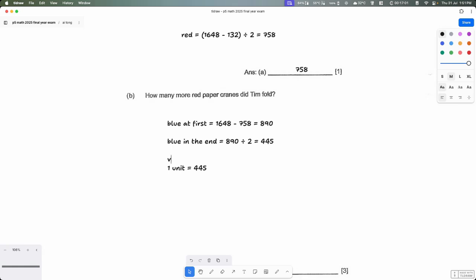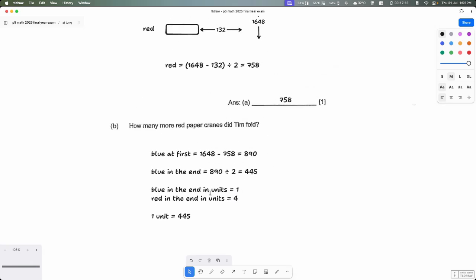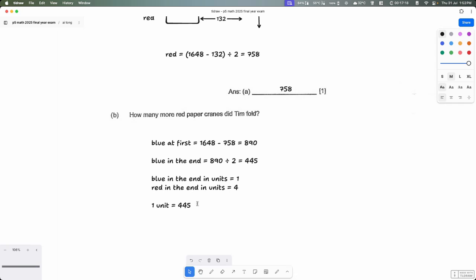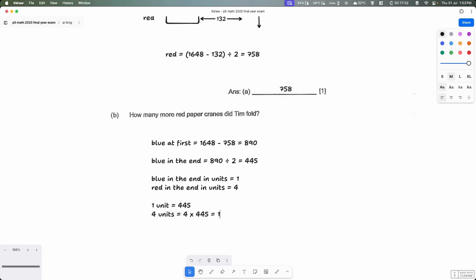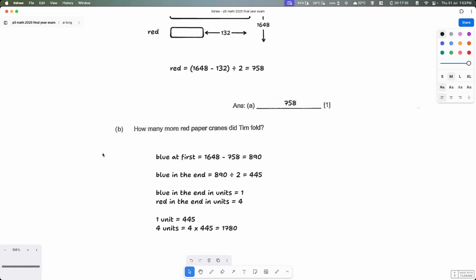So blue in the end in units is equal to 1. Then red in the end in units will be 4. So 1 unit is 445, and 4 units is equal to 4 times 445. Multiply by 4. This will be 1780.